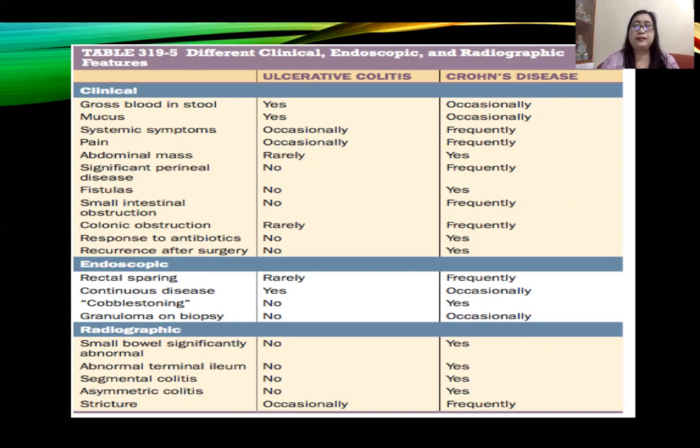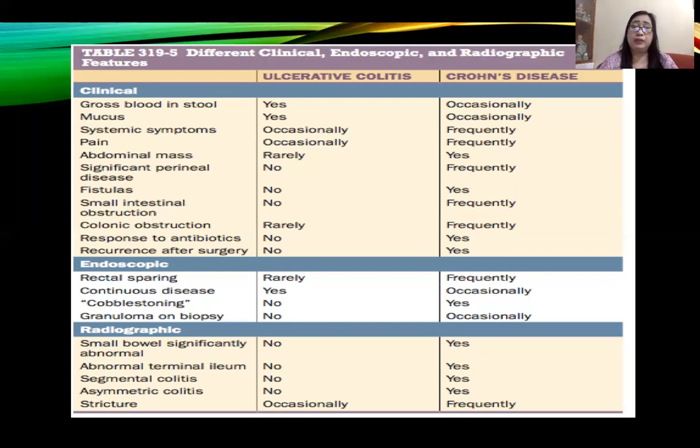Significant perineal disease is not commonly seen. Even the complicated fistula formation and intestinal obstruction are more frequently seen in Crohn's disease. So in other words, ulcerative colitis tends to be a little bit more benign in terms of clinical presentation. The pain is more severe in Crohn's disease, and usually it is located in the right lower quadrant, while in ulcerative colitis it is in the middle lower area, which is your hypogastrium.